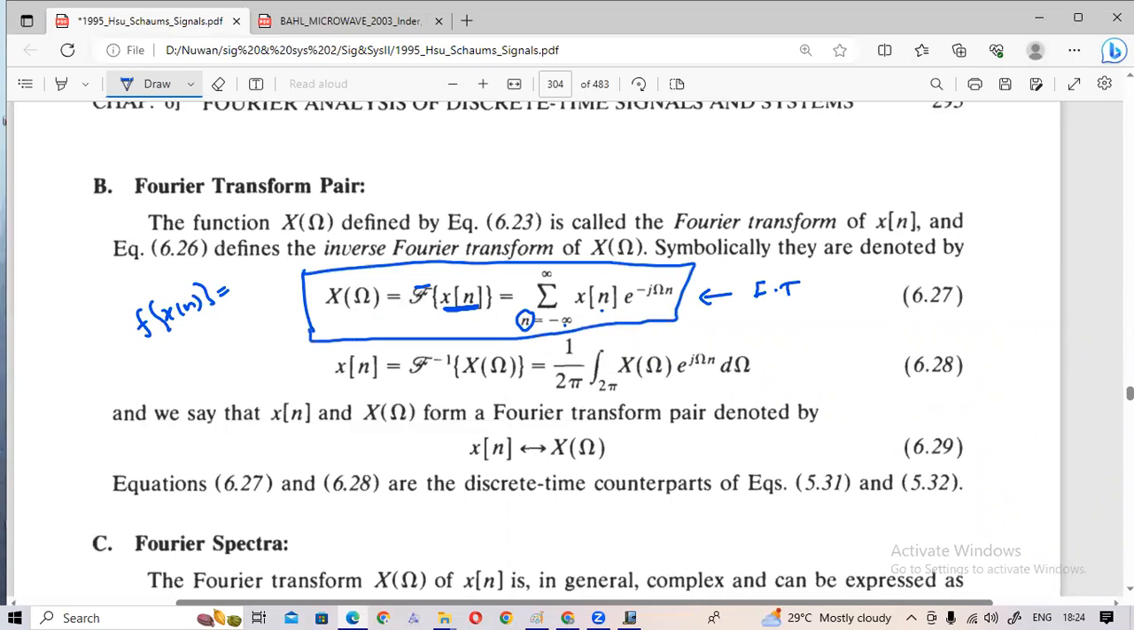Okay, I'm sorry. Here I have put sigma, but it is not correct. I will explain why later. Okay, sorry. It is my mistake. So it should be an integration, not an addition.